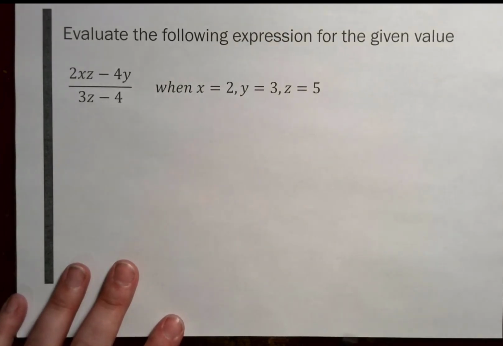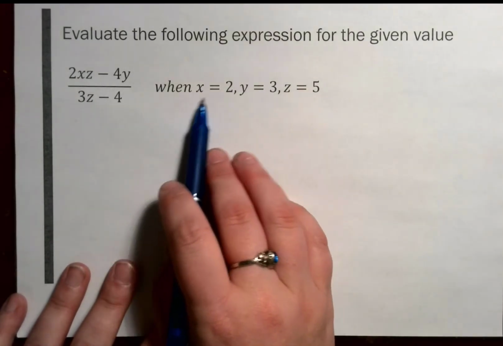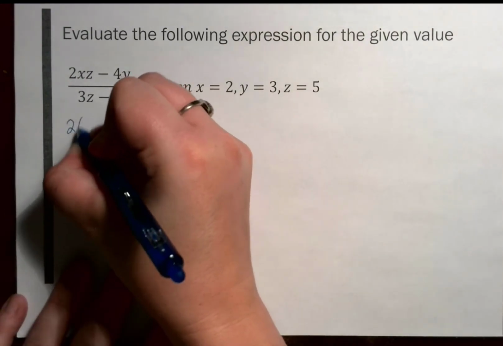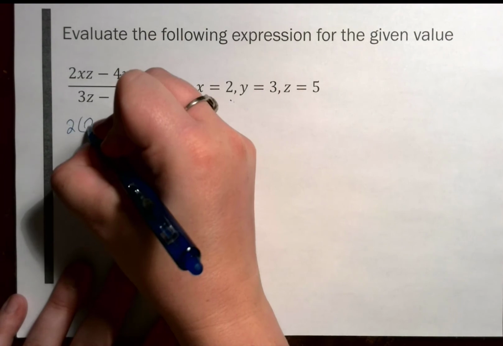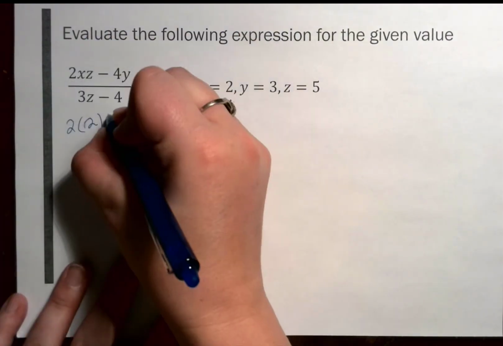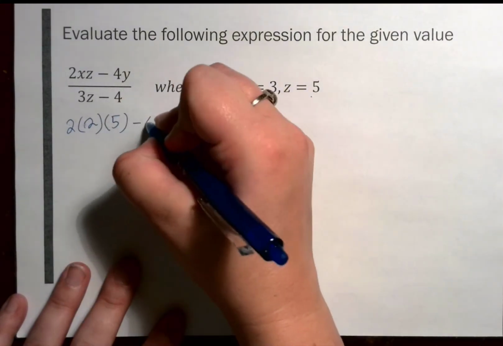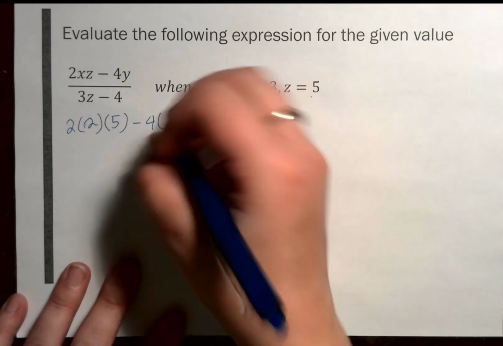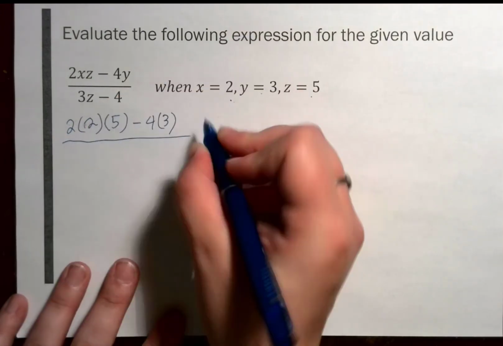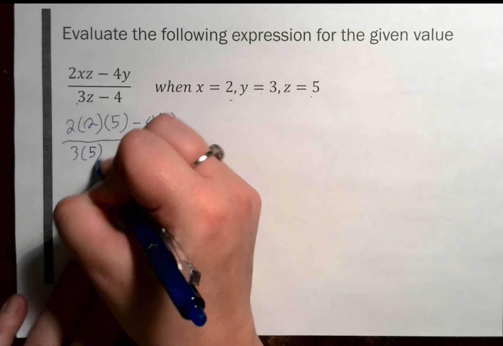All right. So our final example for this video. Okay, I'm going to plug in all my numbers. So 2 times x, which is 2. Times z, which is 5, minus 4 times y, which is 3. Okay, and that is all over 3 times z, which we said z was 5, minus 4.